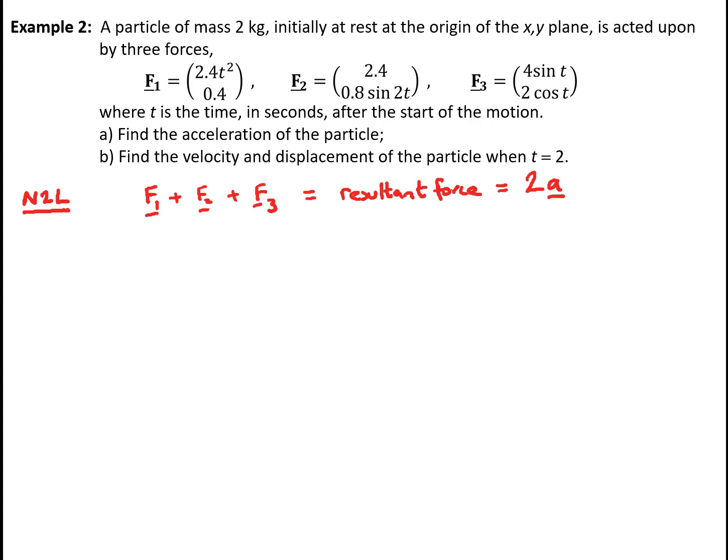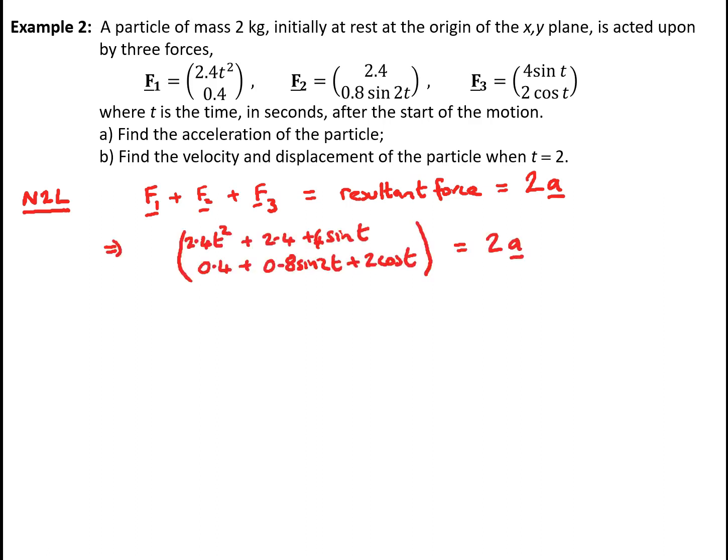So we've got the sum of F1 plus F2 plus F3, which has an x component of 2.4 t squared plus 2.4 plus 4 sine t, and a y component of 0.4 plus 0.8 sine 2t plus 2 cos t, which must equal the mass times the acceleration, which is 2 times a.